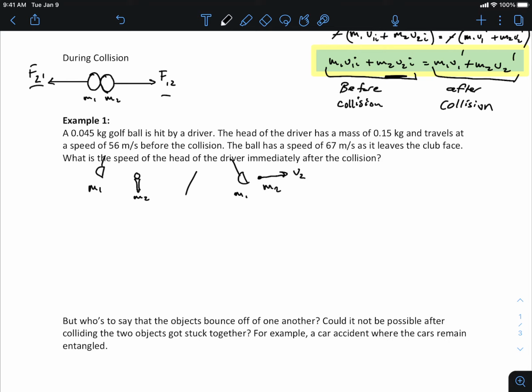We know that the golf ball now has a velocity, and drawing the picture keeps everything organized. The golf ball's mass 2 is going to have a velocity 2. M1 is going to have a V1 prime. We should put little primes on there afterwards, I suppose. And then over here we're going to have M1 V1 initial, and here M2 V2 initial.